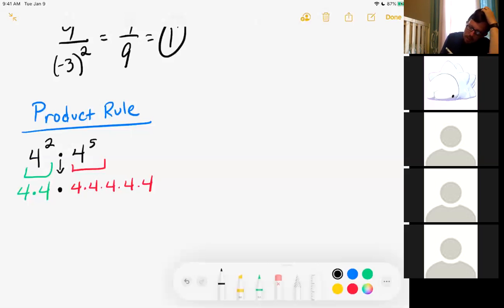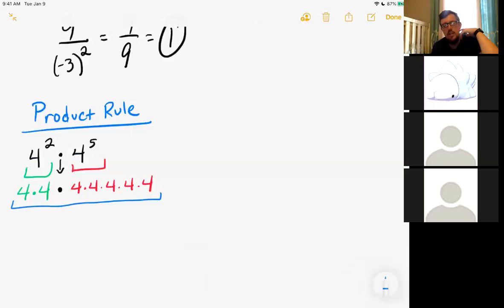So what I end up with is 4 times 4 times 4 times 4 times 4 times 4 times 4, which is the same thing as 4 to the 7th power. 4 to the 7th power, exactly right.